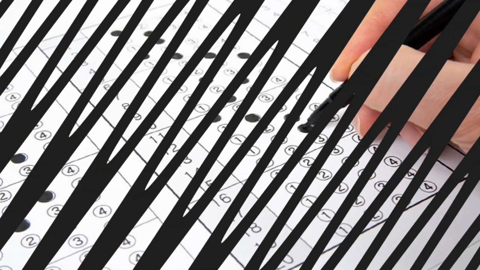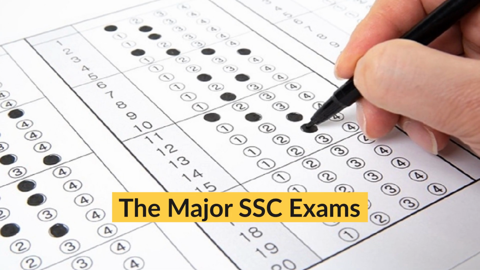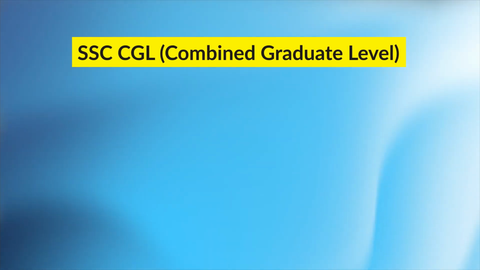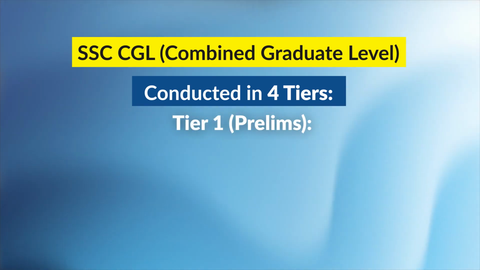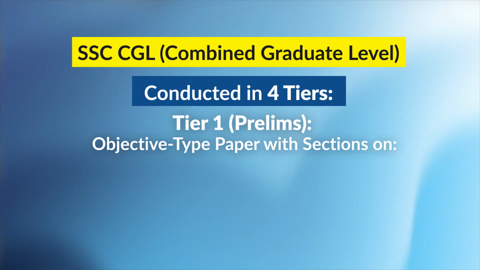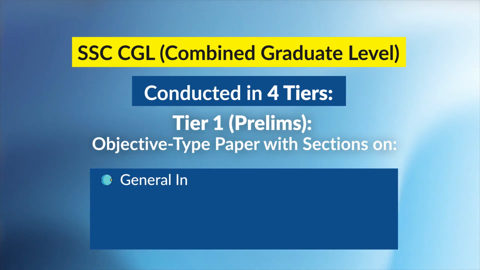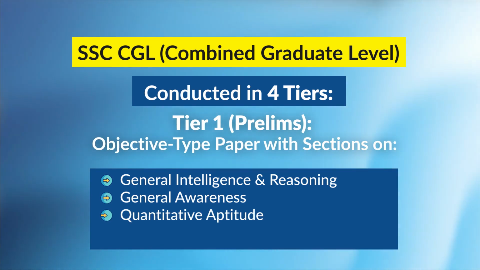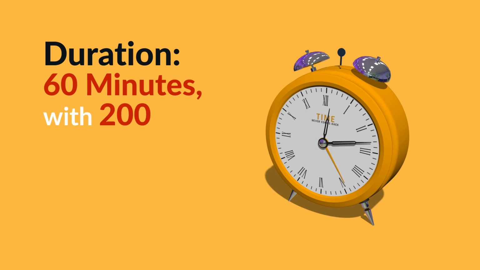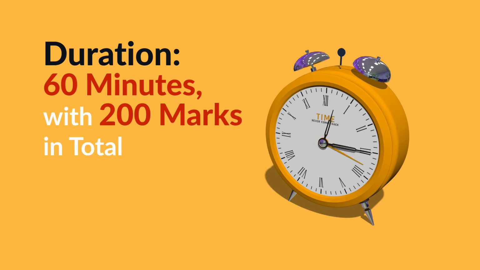Let's explore the exam pattern for the major SSC exams. Number 1. The SSC CGL. It is conducted in 4 tiers. Tier 1. The objective paper with sections on general intelligence and reasoning, general awareness, quantitative aptitude, and English comprehension. You will have 60 minutes with 200 marks in total for this exam.